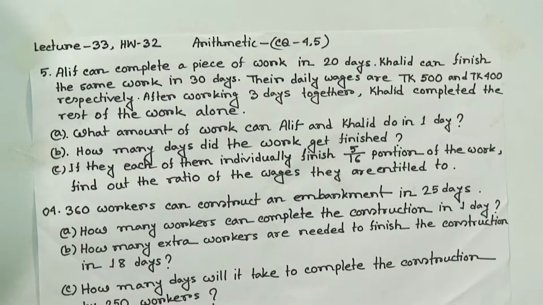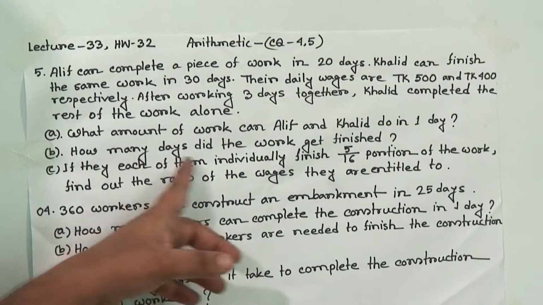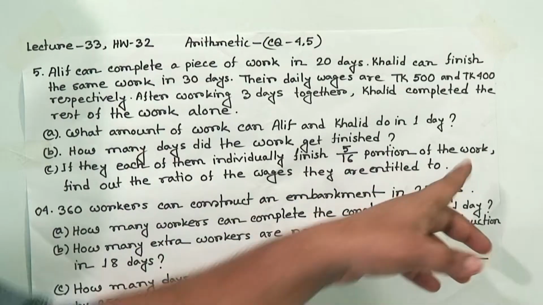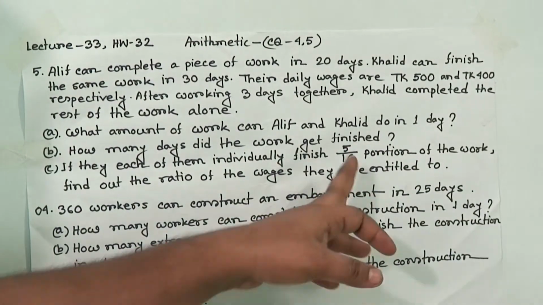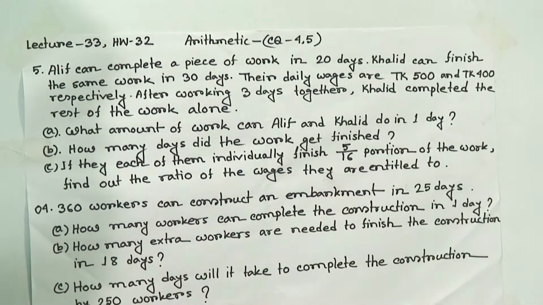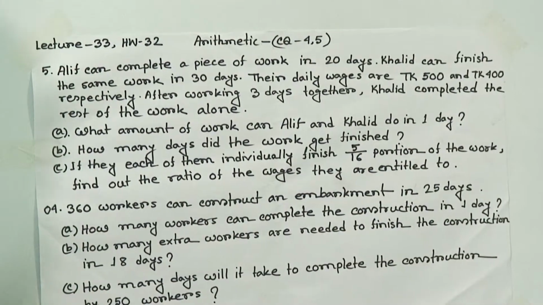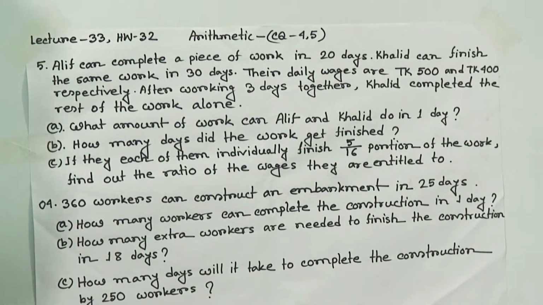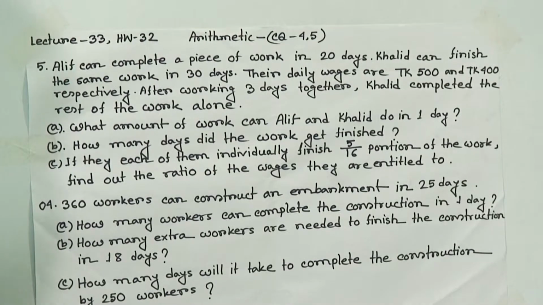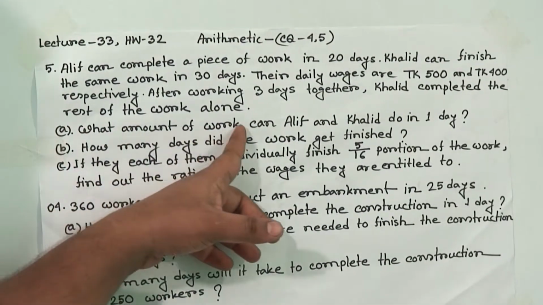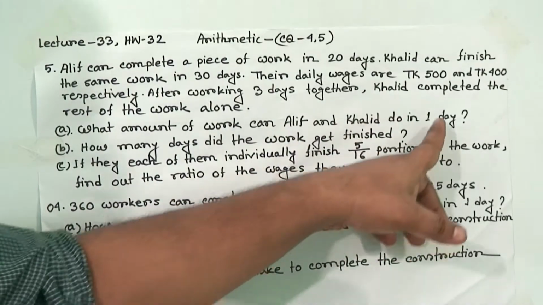That means, my dear students, notice each of them individually finishes 5/16 portion of the work. That means at first we find out in how many days the 5/16 portion of work is done. Then we multiply those days with their wages. After that we find the ratio. Okay, so let us start question A. What amount of work can Alif and Khalid do in one day?